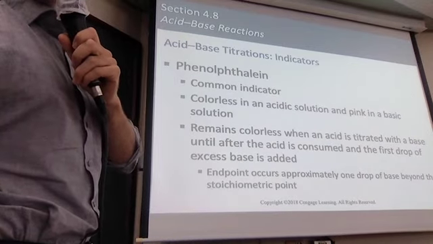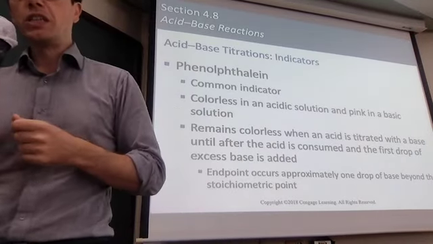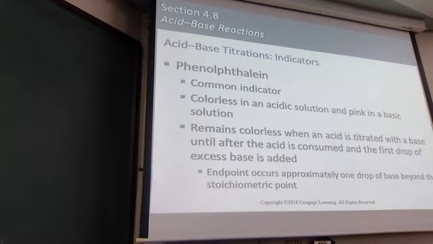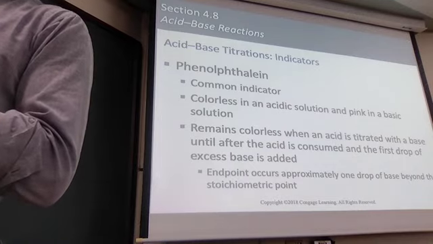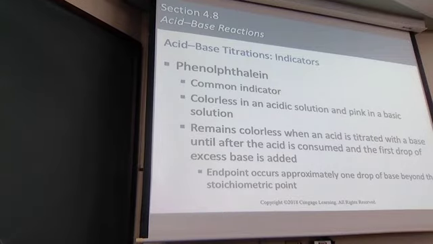So if that is all satisfied, then you can do the titration. One of the indicators that you can also use is phenolphthalein. It's colorless in acidic solution and pink in basic solution. So it will be colorless here and pink here. Once you add protons to it, it will be colorless.